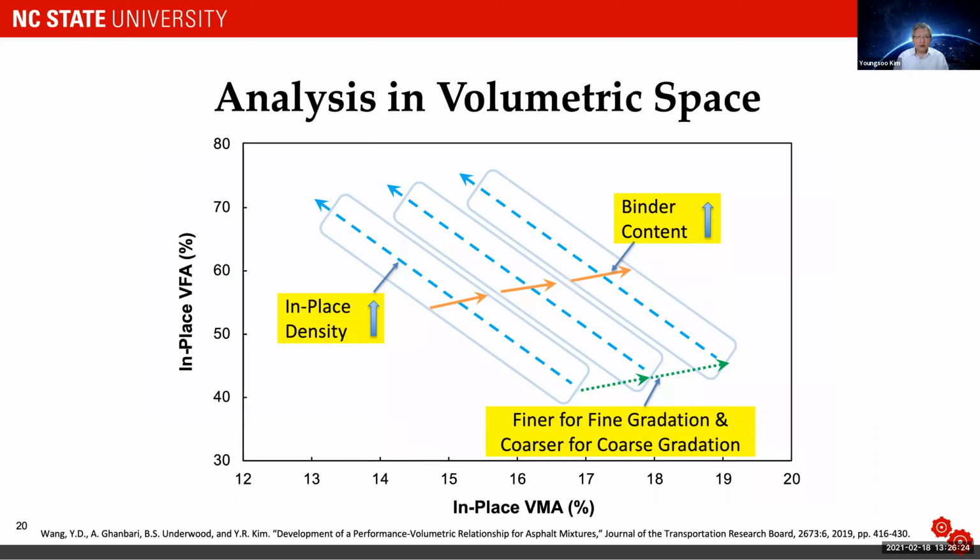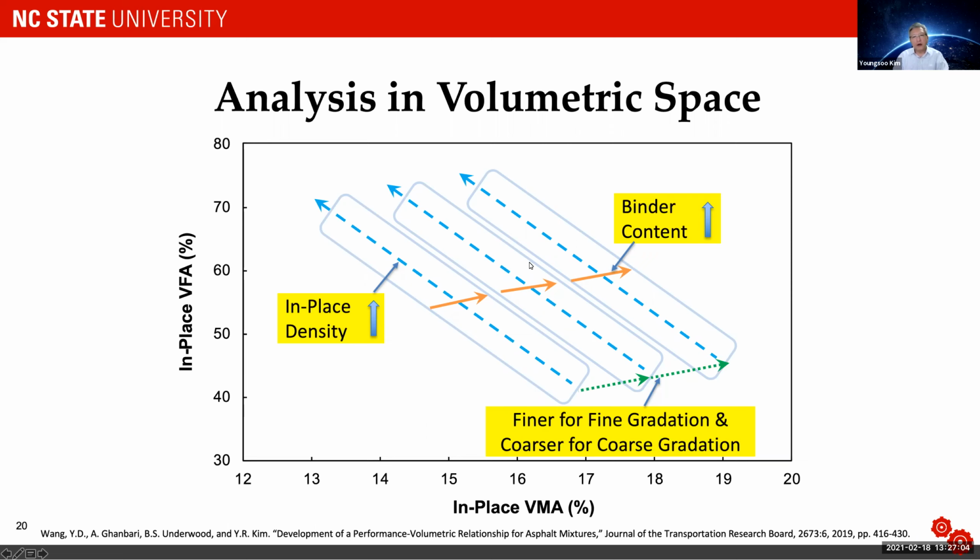Okay, so I've been talking about performance. So what about the volumetric side? On the volumetric side, we use this so-called in-place VFA versus in-place VMA. These are the 2 volumetric properties that can capture other volumetric properties together. And what you see here is these rectangles represent similar gradation. Okay, similar gradations. For example, if you have a paving project, probably you'll be in one of these rectangles here.